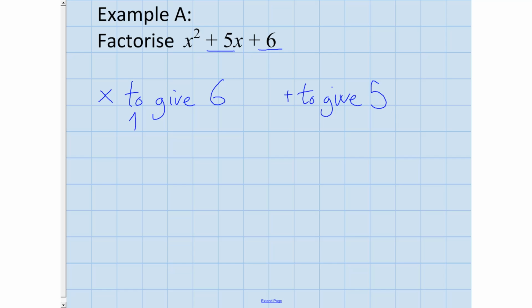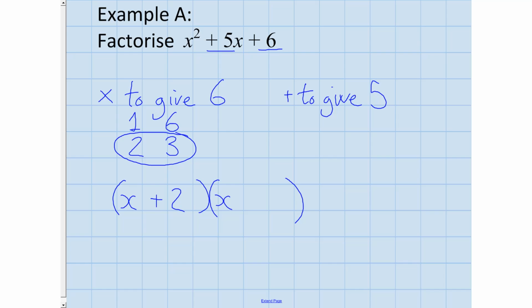Well, we've got 1 and 6, and 2 and 3. Which of those add to give 5? We can see that it's going to be the 2 and the 3. So the way we factorise this is we have an x in each bracket, and these two numbers, one is a plus 2 and one is a plus 3.